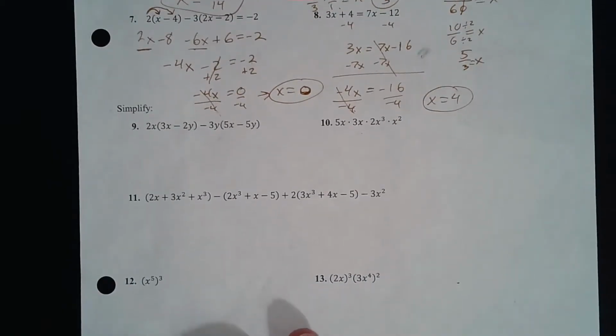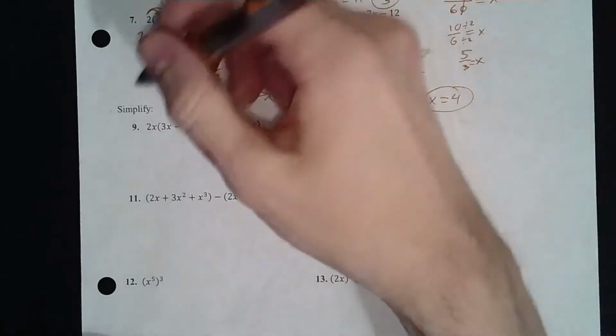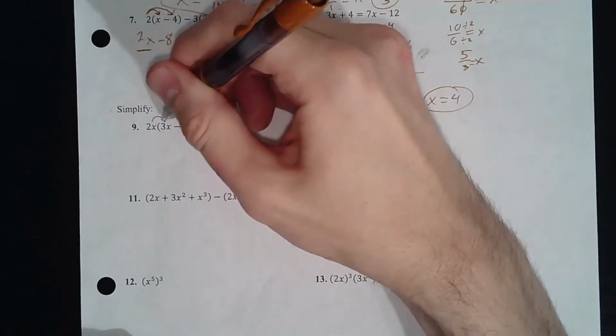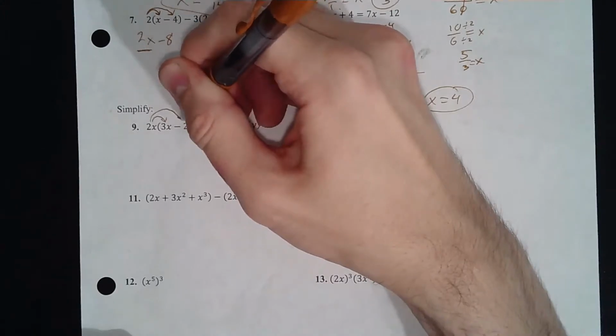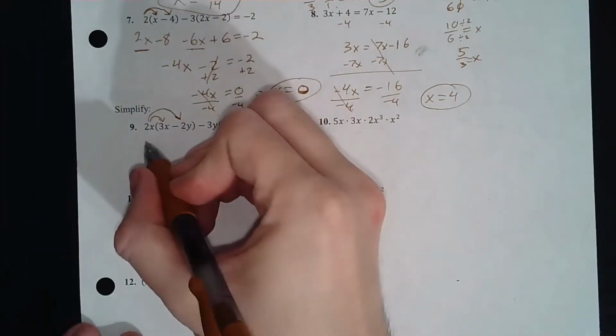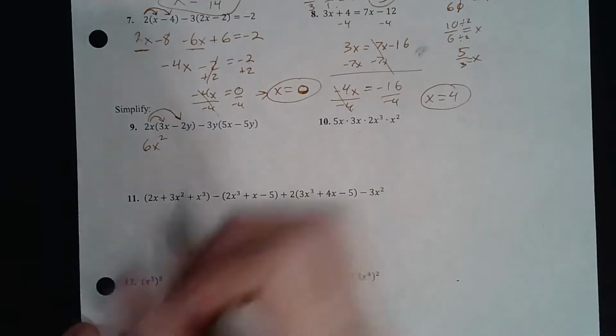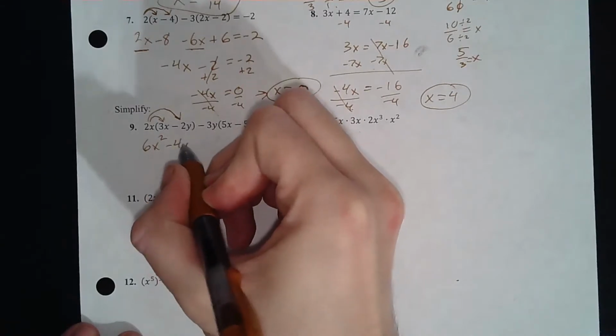Problem number 9. We need to go ahead and use our distributive property again. We have 2x multiplied by 3x and 2x multiplied by -2y. So 2x multiplied by 3x is 6x squared. That's because we have an x times an x. 2x multiplied by -2y is -4xy.